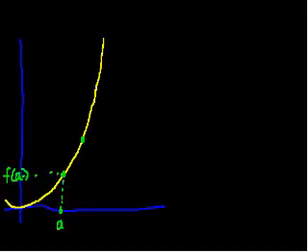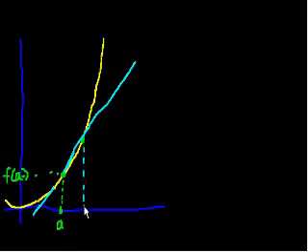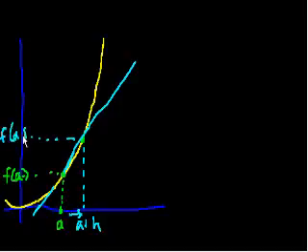So let me draw that secant line. Something like that. Secant line looks something like that. And let's say that this point right here is a plus h, where this distance is just h. We're just going h away from a. And then this point right here is f of a plus h.